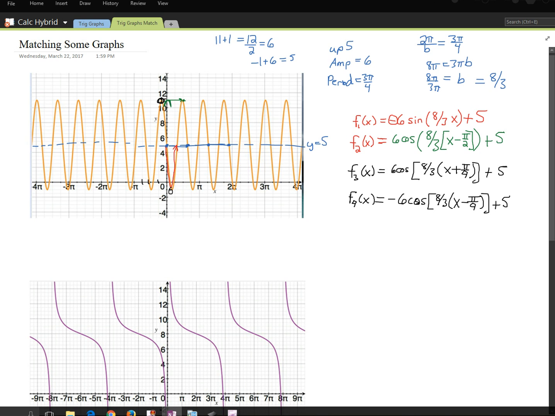Now, is my 8/3 absolutely sure? I bet many of you didn't get 8/3. If it's not exactly 8/3, that's fine. That just depends on what you saw the period to be. This one is a little bit hard to see.